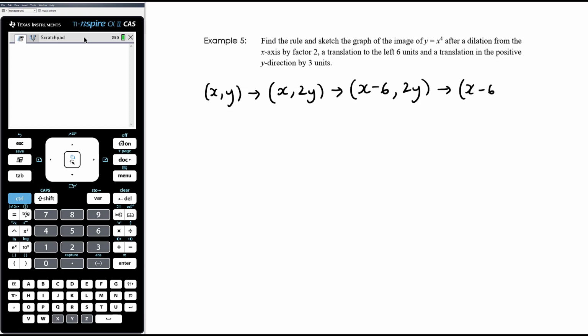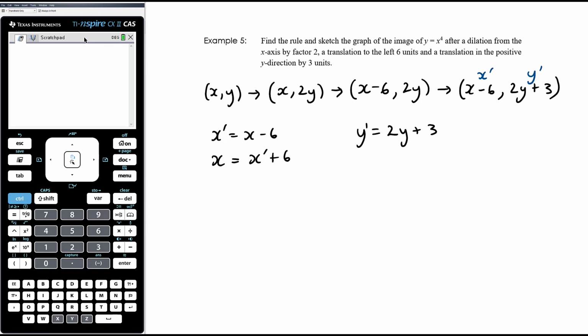So x minus 6 and 2y plus 3. Okay. So this is our image of x, this is our image of y. The image of x is equal to x minus 6, which means x equals the image of x plus 6. And the image of y is equal to 2y plus 3. And so 2y is image of y minus 3. And so y is image of y minus 3 all over 2.